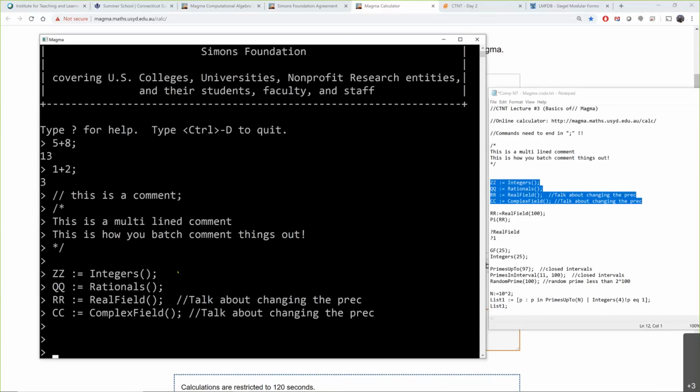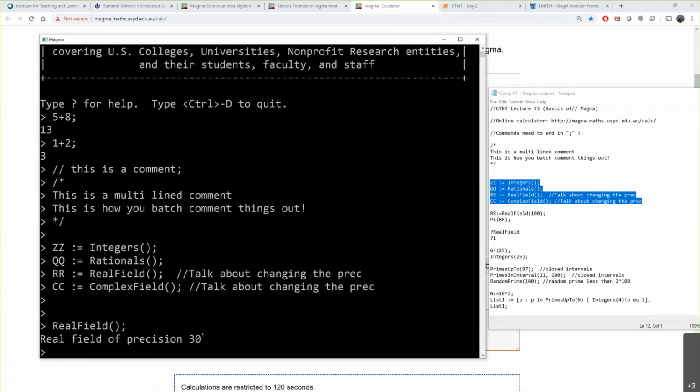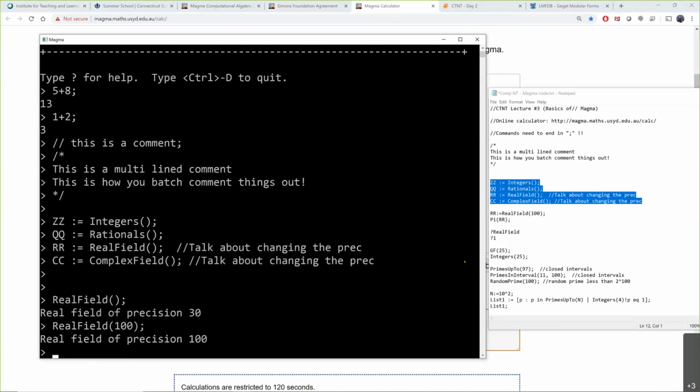The language in Magma is a little bit different from Sage. I think it's a little bit more natural of a language. By the way, also, the integers or real field have those parentheses because they can take some parameters. So for example, if I ask what the real field is here, it is a real field with precision 30, but I can change that. If I want to talk about the reals with 100 digits, then I can do so.